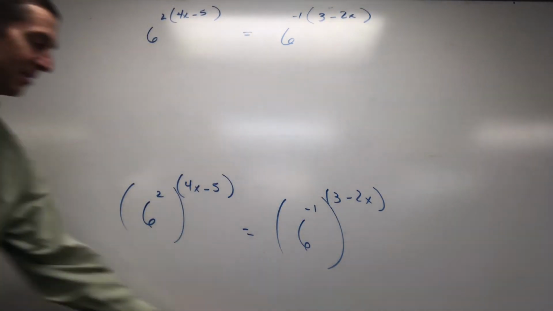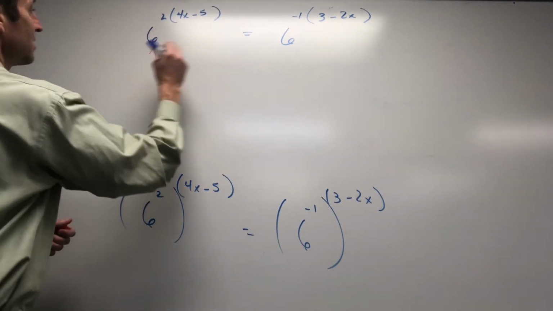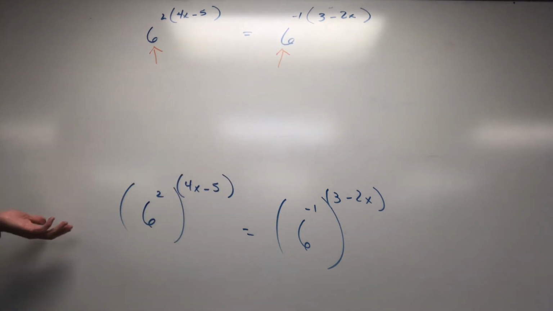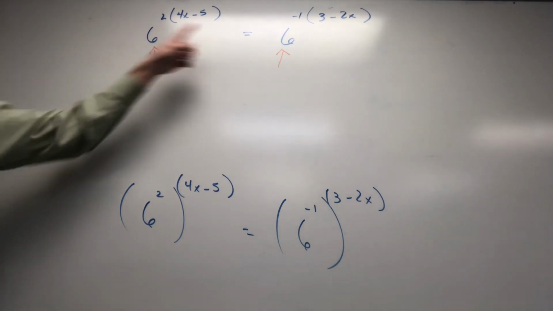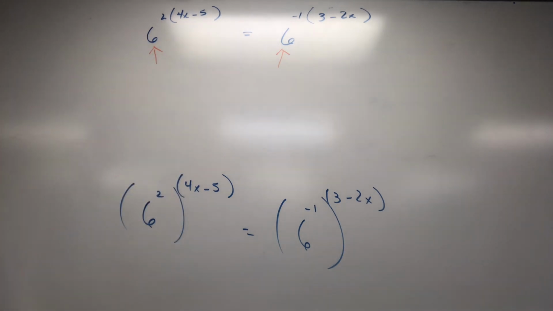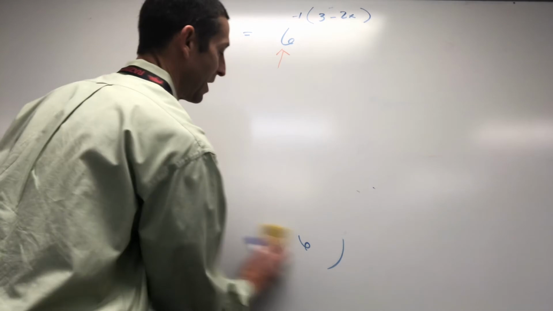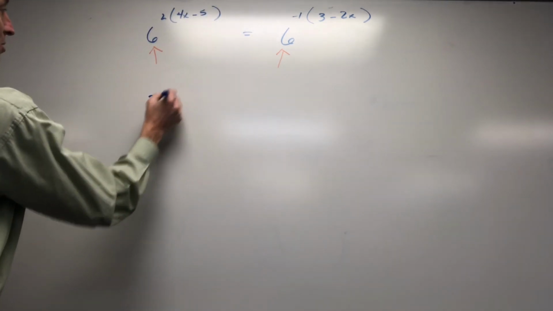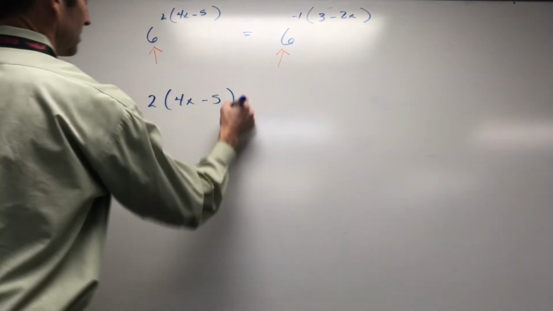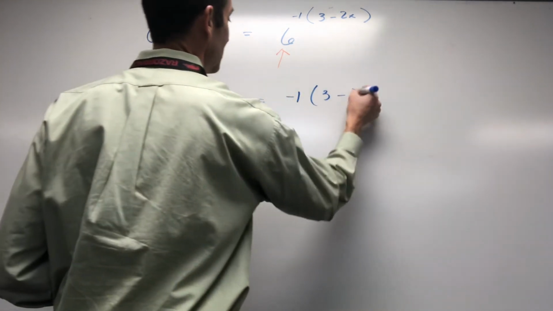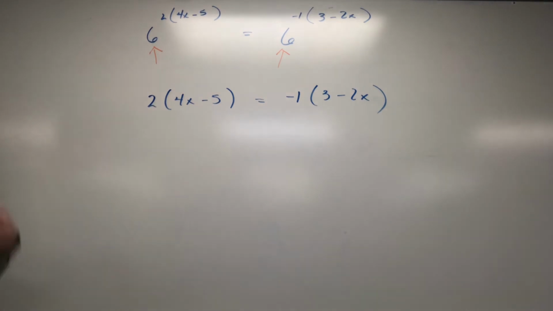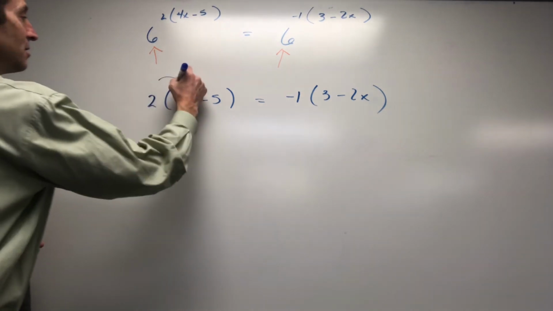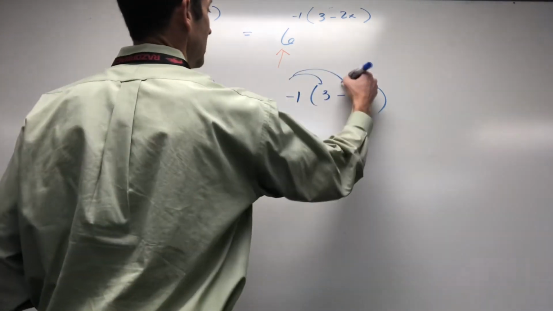Now you've got this. So this is a 6, this is a 6. Got the same base. We've got 6s that we can get rid of. Now we can actually just solve the math problem. So here we go. 2 times 4x minus 5 equals negative 1 times 3 minus 2x. So this exponential equation just got a lot easier. Distribute the 2, distribute the negative 1.